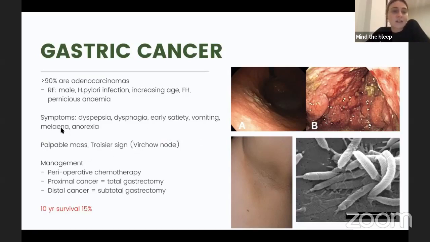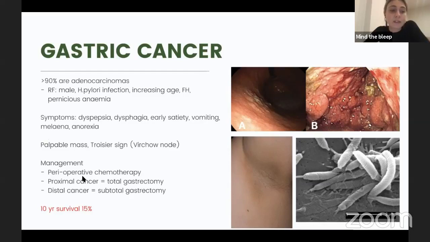Signs in patients with gastric cancer might include a palpable mass in the epigastrium and a Troisier sign, which, as I did mention before, is this palpable lymph node in the left supraclavicular fossa. So that is suggestive of malignant cancer in the abdomen and most likely gastric. And again, the survival of those patients, unfortunately, is very poor. And at the time of presentation, the disease tends to be quite widespread and non-curable.